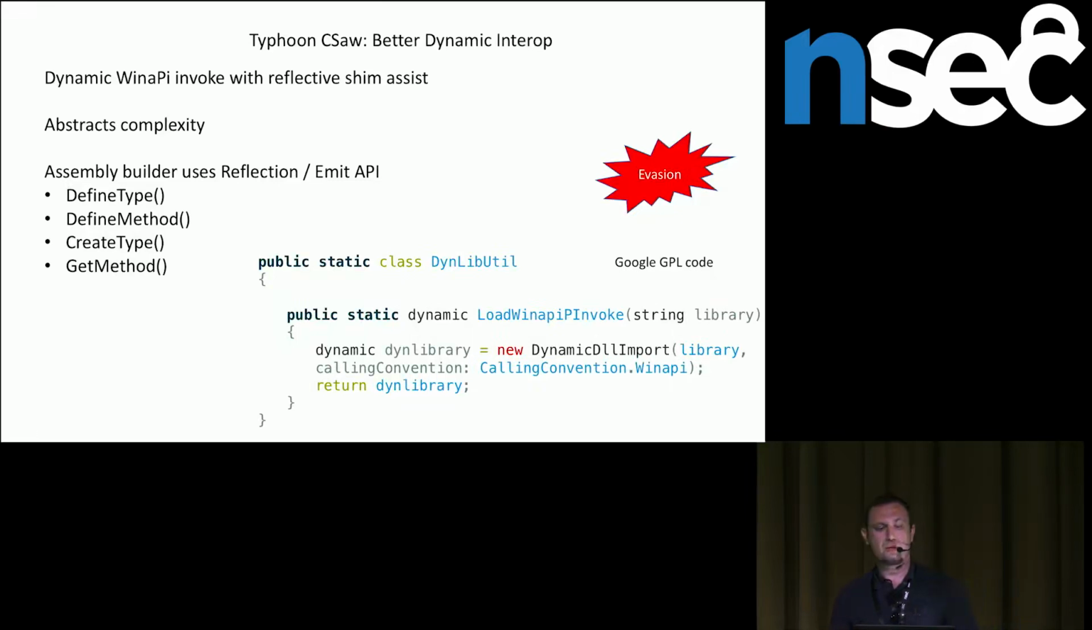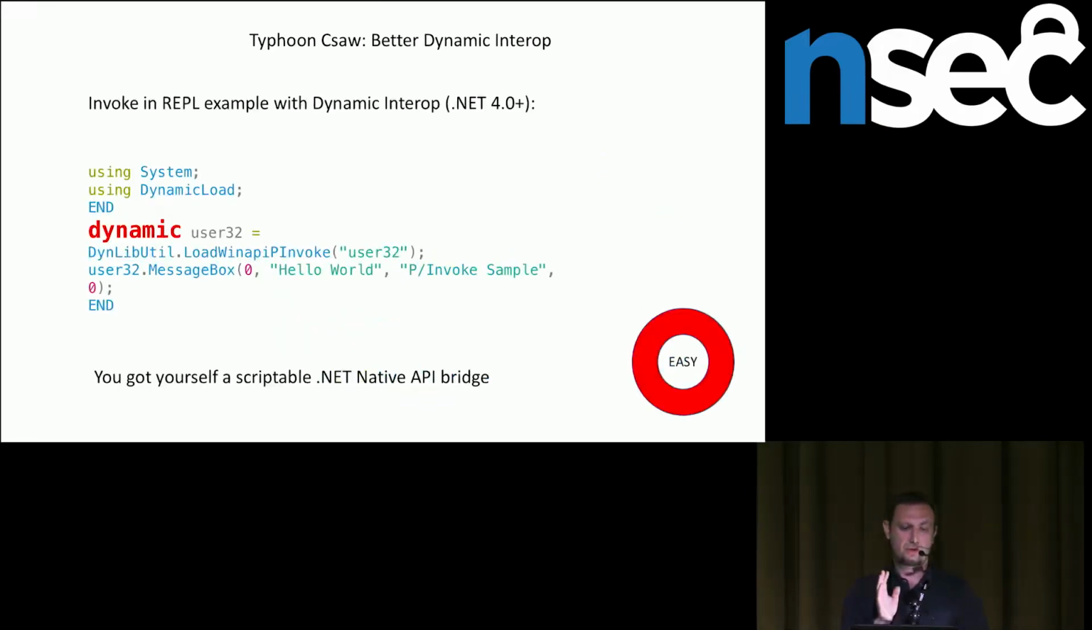So the example of that in our REPL will be to load our system and then load our namespace for dynamic load, which we already know how to do with code dump. And then we just say, okay, well, let's load any Win API, right? In this case, it's user32, and let's call any function from that DLL or assembly. For example, in this case, it's MessageBox, right? And it's all dynamic. So in this case, you move away from knowing what you're going to do at compile time to knowing what you're going to do at runtime. So you got yourself a scriptable .NET API bridge, which is really powerful for our purposes.